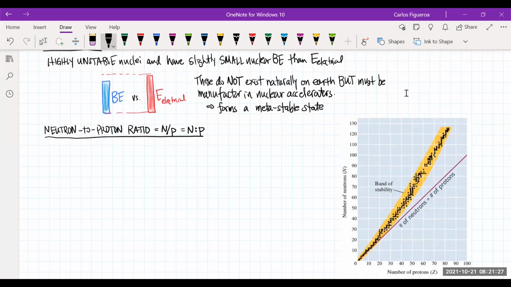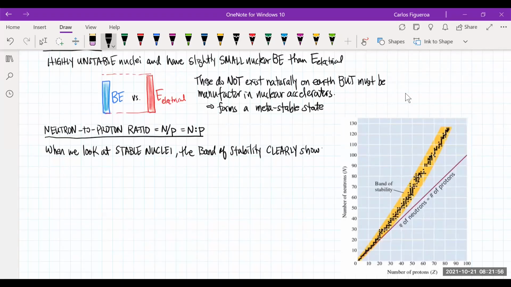So writing this down, I'll say that when we look at stable nuclei, the band of stability clearly shows that one needs more neutrons than protons for heavier nuclei.